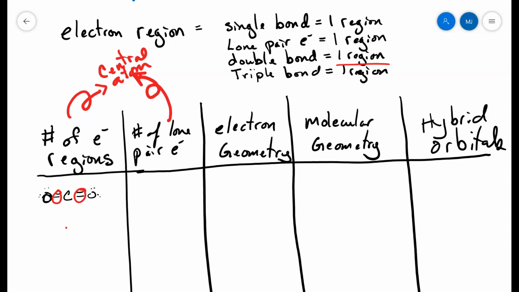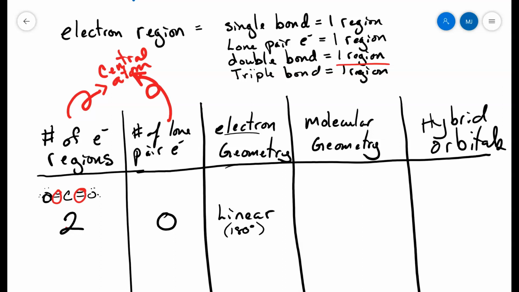So let me fill in my chart. I have two regions. None of them are lone pairs in carbon dioxide, right? Now, where are my electrons? Well, my electron geometry is called linear because they're 180 degrees from each other. Anytime you have two regions and zero lone pairs, it's always linear.